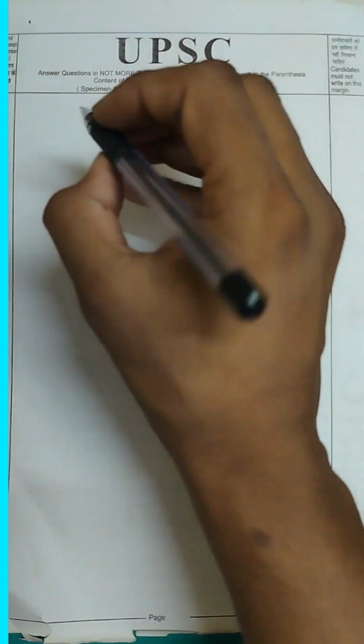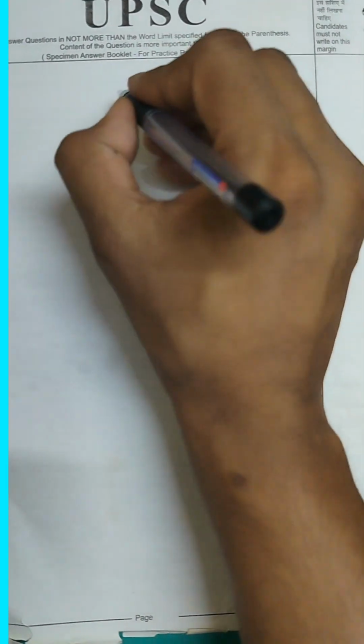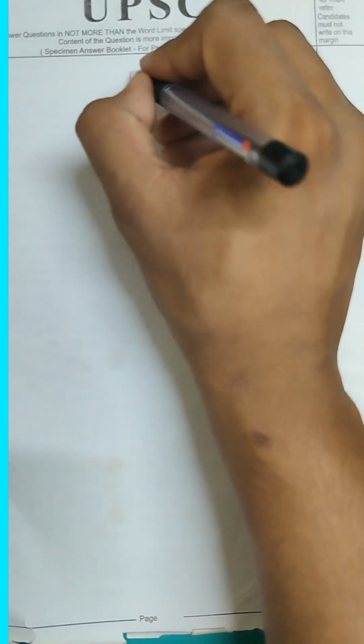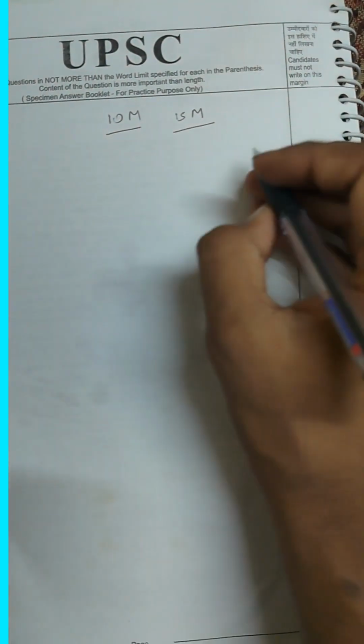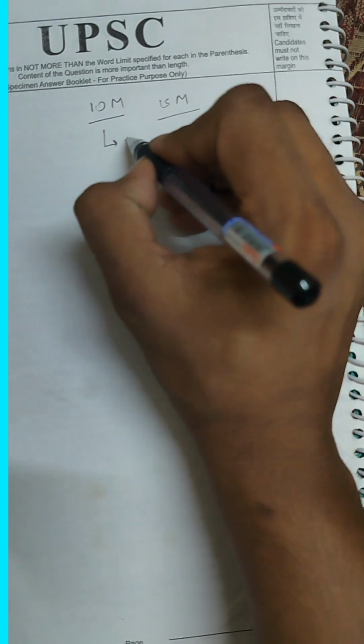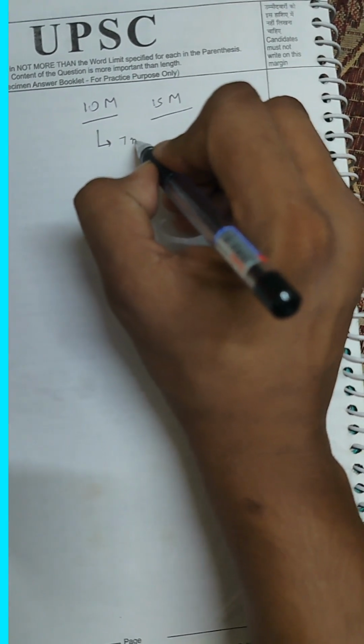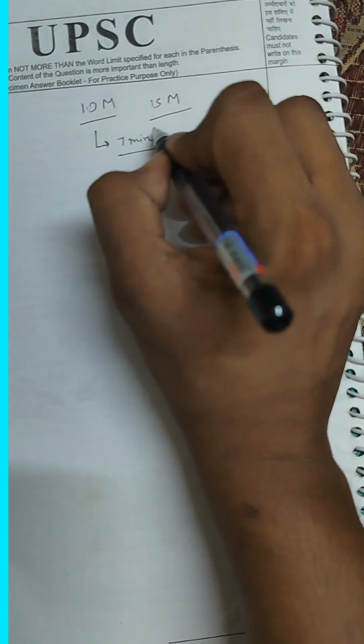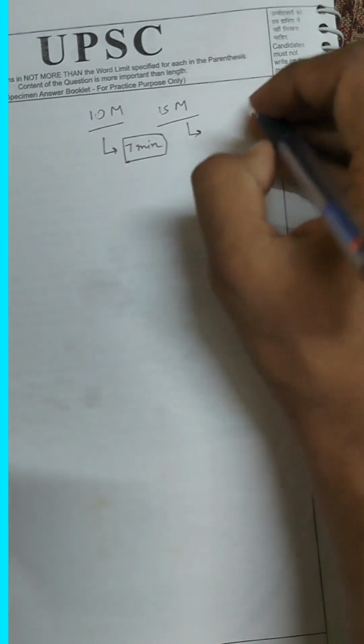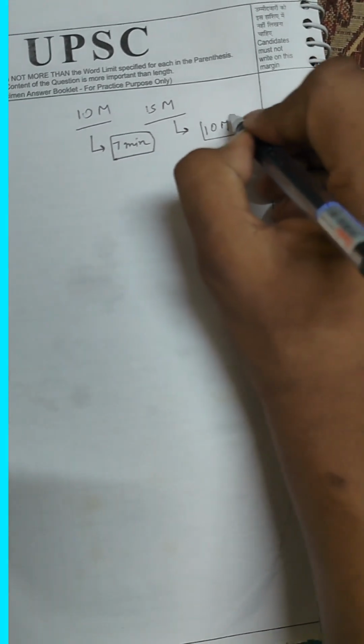See, before writing an answer, you have to keep something in mind: how many marks it is. Is it of 10 marks? Is it of 15 marks? According to that, you have to distribute your time. Always keep in mind, if it is of 10 marks, then you have hardly 7 minutes to answer, maximum, including reading your question. And if it is 15 marks, then you can take up to 10 minutes. So now you can understand the time limitation here.